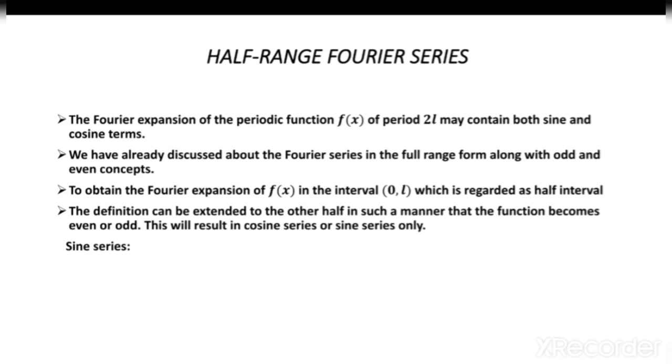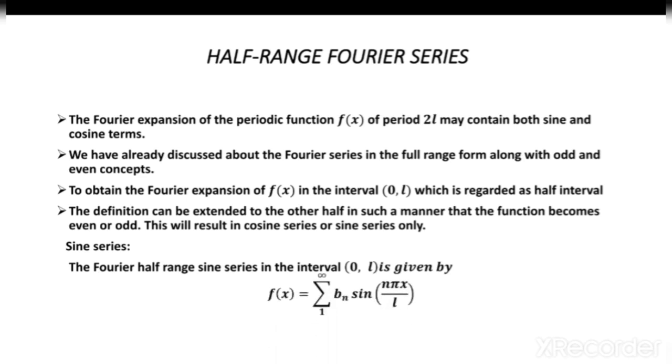Now, what's the formula for sine series? The Fourier half-range sine series in the interval 0 to L is f of x equals summation 1 to infinity bn sine n pi x by L. How to calculate bn? Using the formula 2 by L integral 0 to L f of x sine n pi x by L dx.